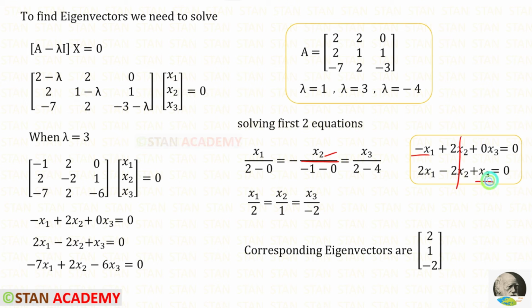Minus 1 into 1 it will be minus 1, minus 2 into 0 it will be minus 0, is equal to x3 upon, we need to cut this. Minus 1 into minus 2 it will be positive 2, minus 2 into 2 it will be 4. In this way we will get the eigenvectors as 2, 1, minus 2.